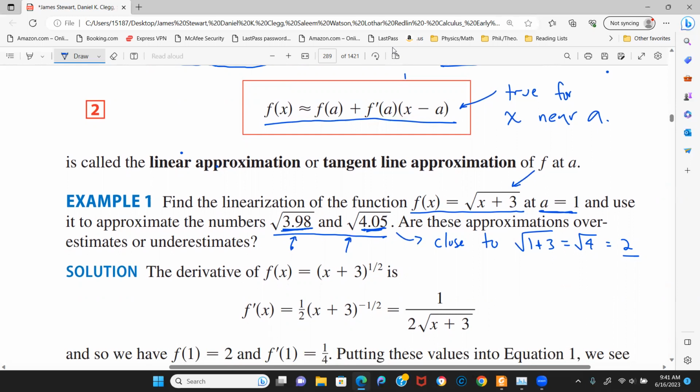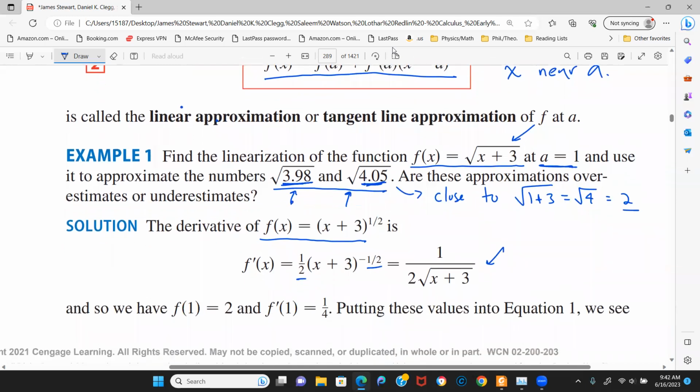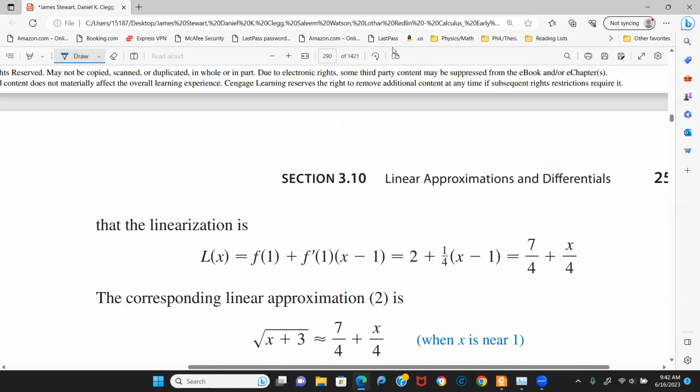But in order to do that, first we need to take a derivative. This is our function right here, and when you differentiate it using the power rule and the chain rule, you get this. When x is 1, you get 2, which is what we have up here, so we have the point (1, 2) on the curve. Now we need the slope, so we plug 1 in here and get 1/4. We have point and slope, so we can get the line. L of x is going to be f of 1 plus f prime of 1 times x minus 1, and when you simplify that, you get this.